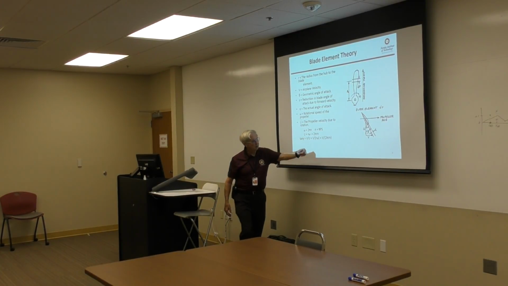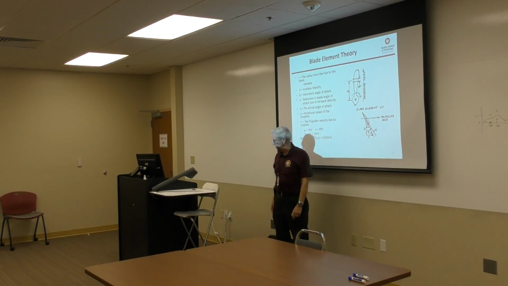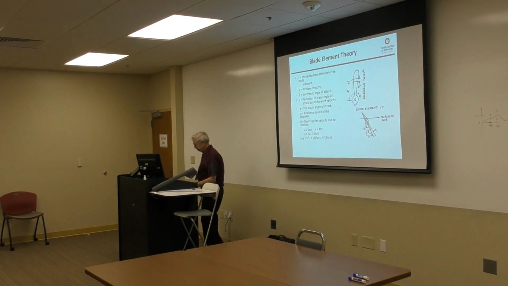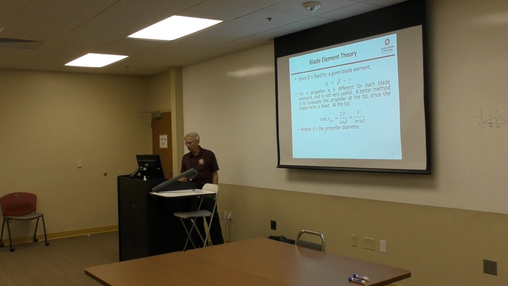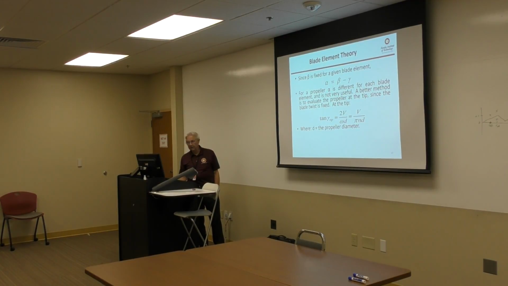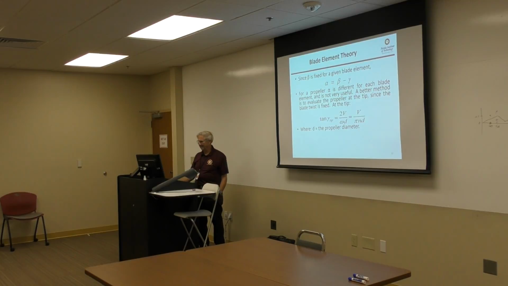So the U term here is that velocity due to rotation. Okay, so then if the blade angle is fixed for a given blade element, then the angle of attack is just the blade angle, beta, minus gamma, or that reduction thing. So for a propeller, alpha is different for each blade element, and really isn't very useful. A better method is to evaluate the propeller at the tip, since the blade twist is fixed throughout the span of the blade, okay?